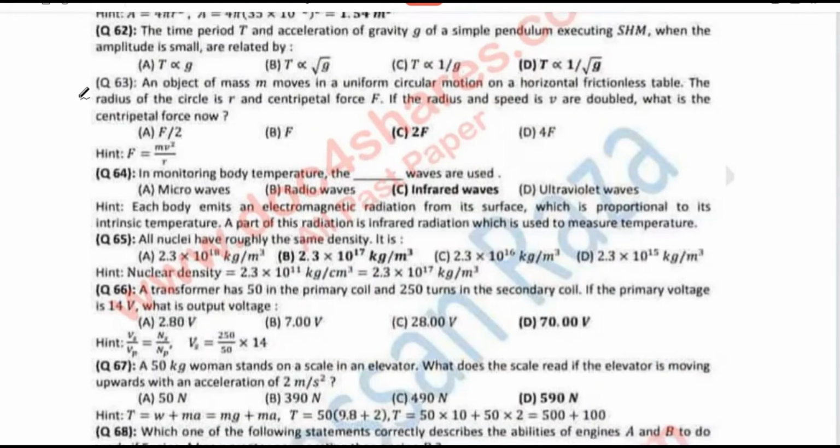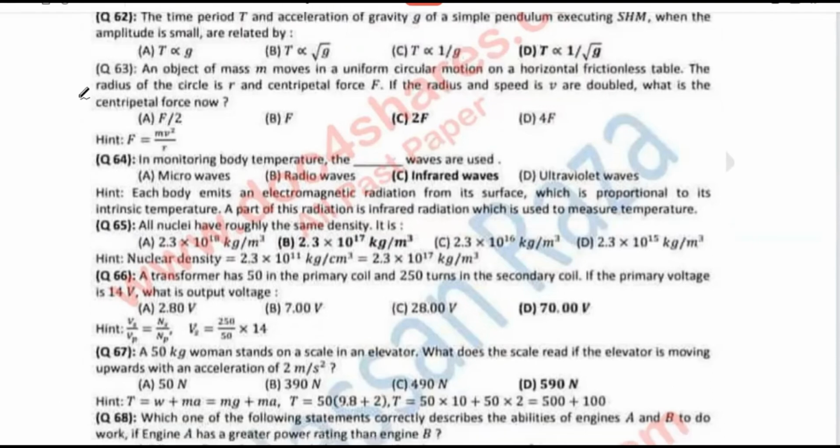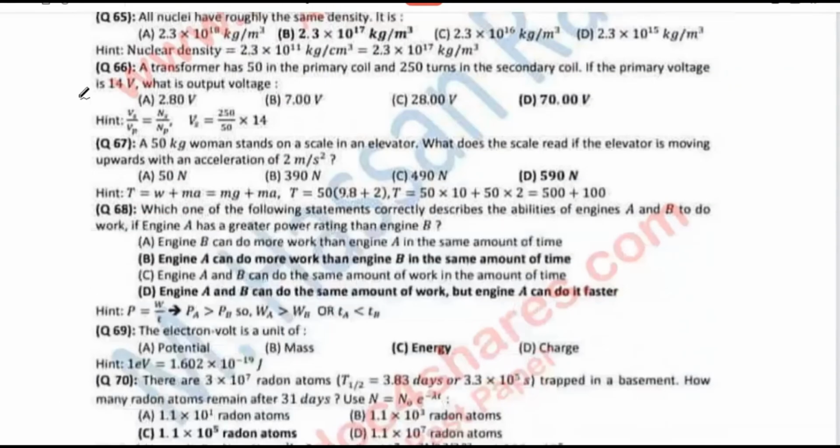66, a transformer has 50 turns in the primary coil and 250 turns in the secondary coil. If the primary voltage is 14 volt, what is the output voltage? So 70 volt is the answer. 67, a 50 kg woman stands on a scale in an elevator. What does the scale read if the elevator is moving upwards with an acceleration of 2 meters per second square? So the answer is D, 590 Newton.